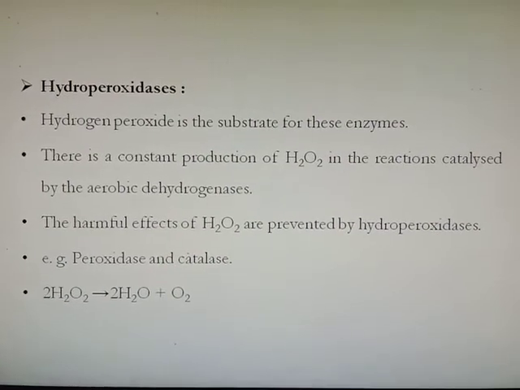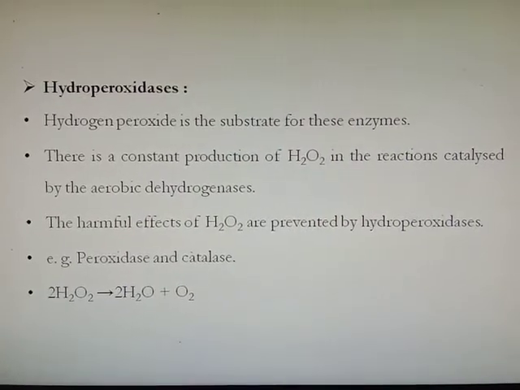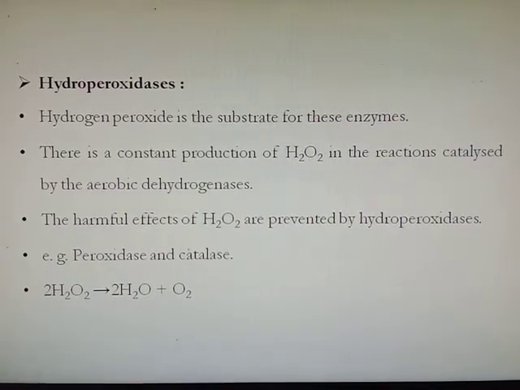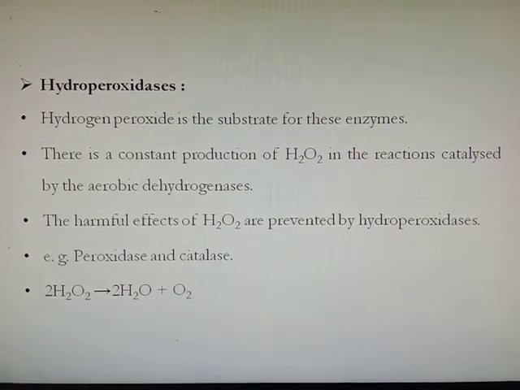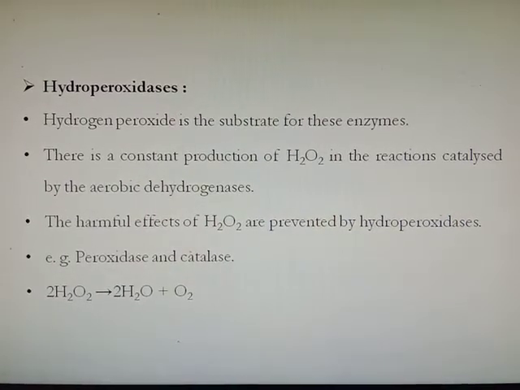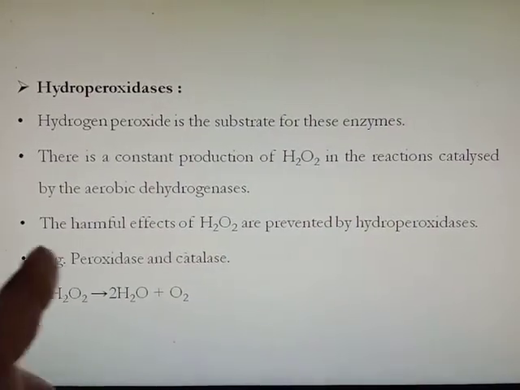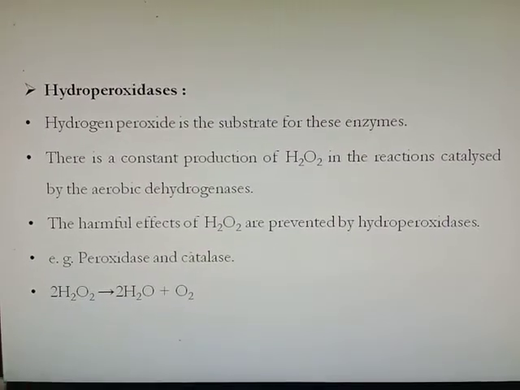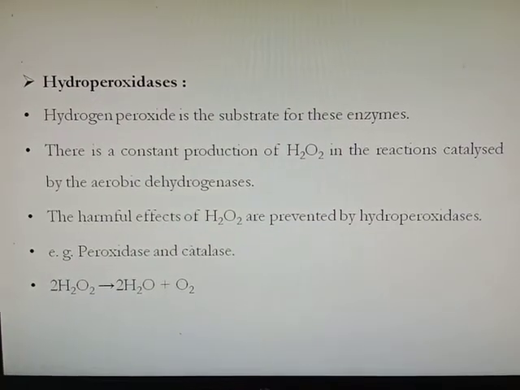Then the third class is hydroperoxidase enzymes. Hydrogen peroxide is the substrate for hydroperoxidase enzymes. There is a constant production of H2O2, or hydrogen peroxide, in reactions catalyzed by aerobic dehydrogenase. The harmful effects of H2O2 are prevented by hydroperoxidase. For example, the enzymes that come under hydroperoxidase are peroxidase and catalase. They break down H2O2 into H2O and oxygen molecule and prevent the tissue from the harmful effects of hydrogen peroxide.